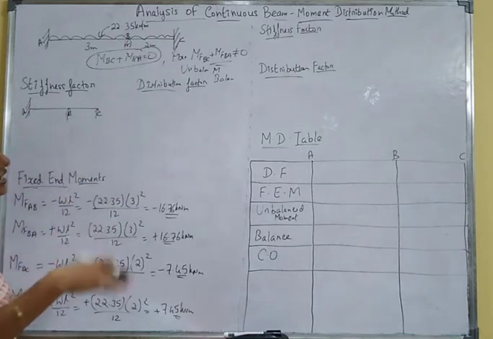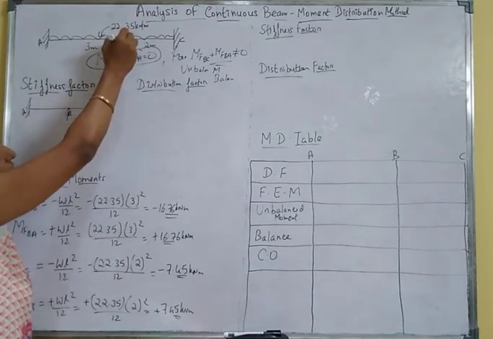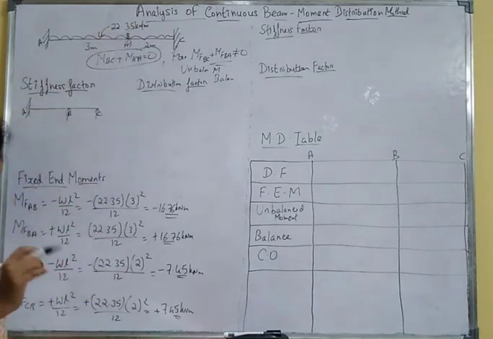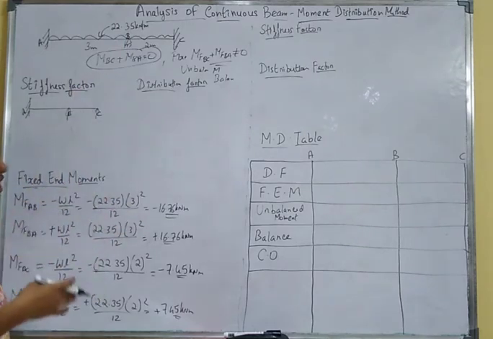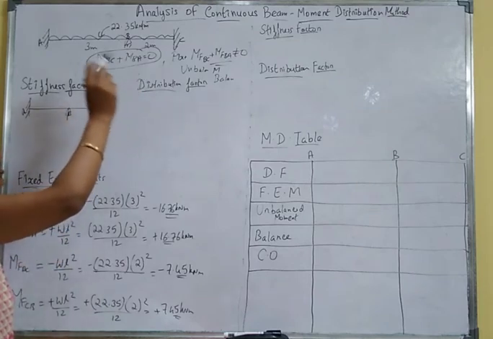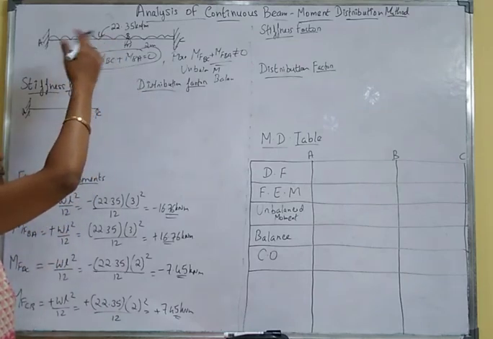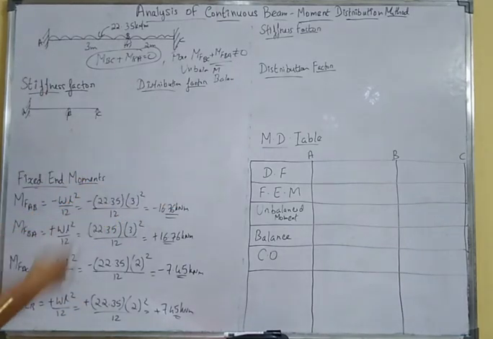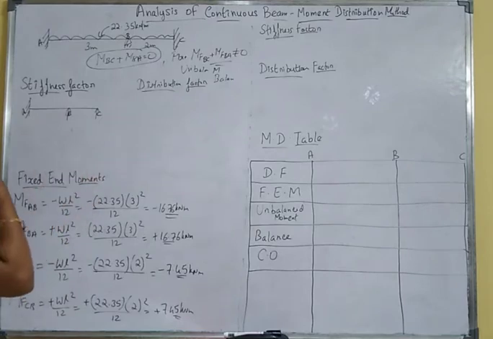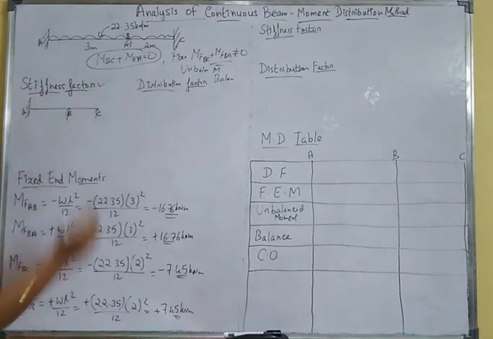You continue this iteration until the final moment is equal to 0. This process of unbalancing the moment and redistributing it is nothing but the moment distribution method. How to solve it will be clearer while solving the problem. First you have to know the stiffness factor and distribution factor for the problem.